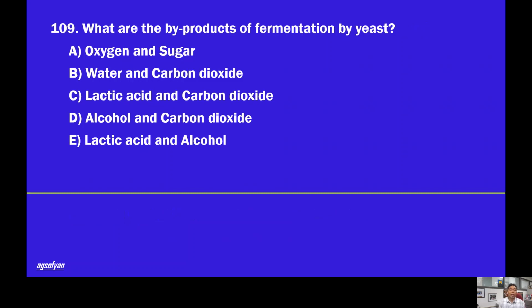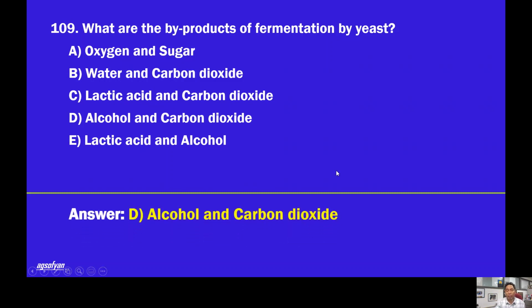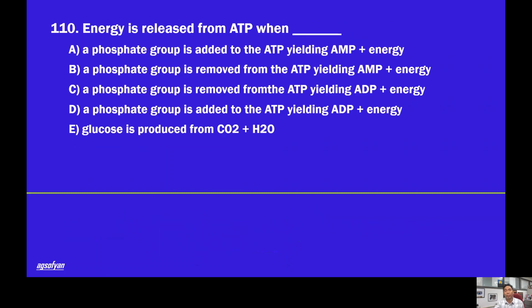Now how about 109? What are the byproducts of fermentation by yeast? Oxygen and sugar, water and carbon dioxide, lactic acid and carbon dioxide, alcohol and carbon dioxide, lactic acid and alcohol. Yes, the answer will be alcohol and carbon dioxide. So yeast produce different byproducts than animal cells when they perform fermentation.